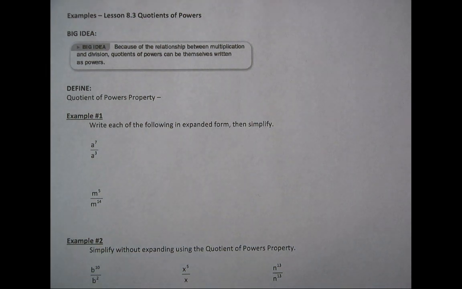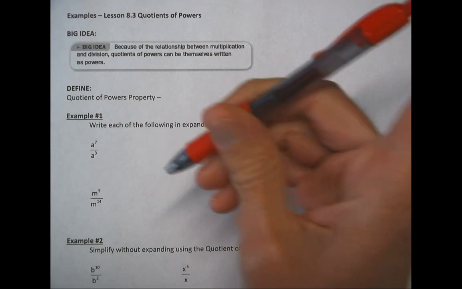So in lesson 8.3, we're going to look at quotients of powers. We just finished looking at products of powers and powers of powers, and what would happen with the exponents when we had similar bases being multiplied or a power being raised to another power. So today's big idea, because of the relationship between multiplication and division, quotients of powers can be themselves written as powers. So basically we can simplify the quotient of a power into something else.